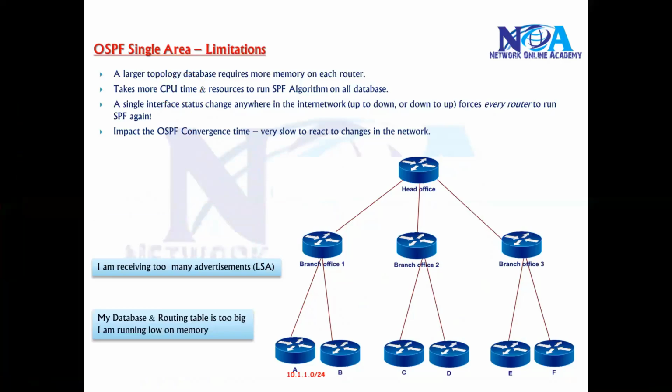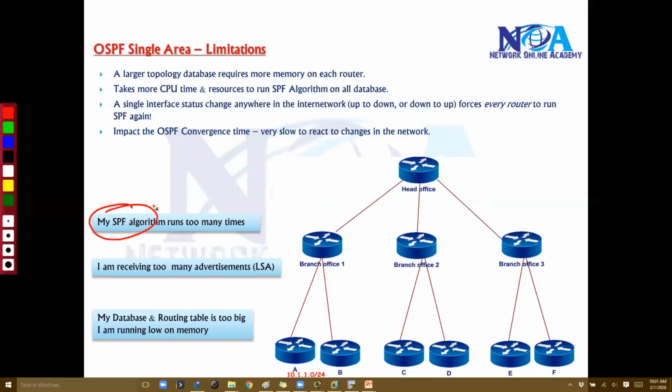More advertisements mean the router receives advertisements more times, and of course it has to run the algorithm too many times. These are the general issues you face when you run OSPF in a large network.